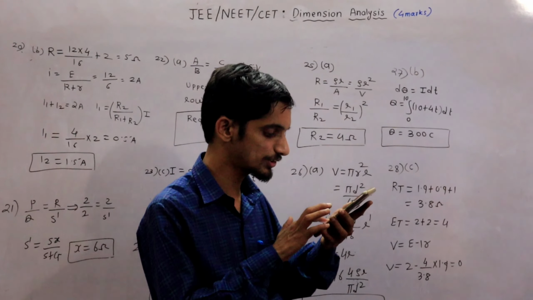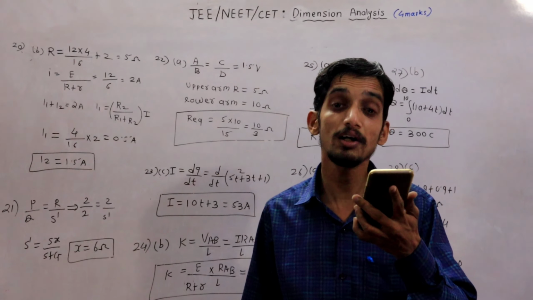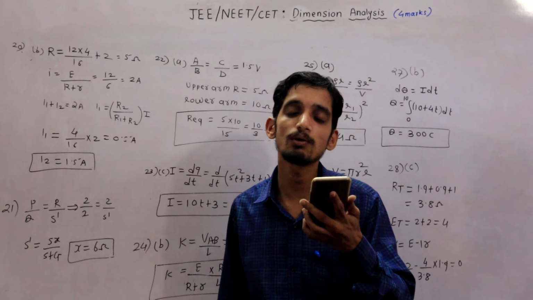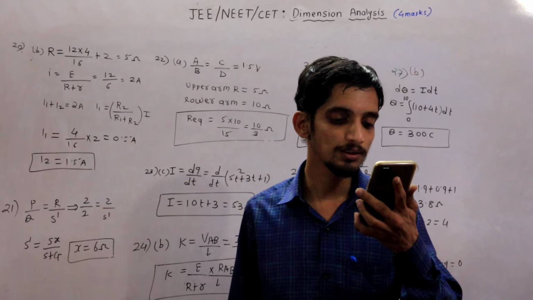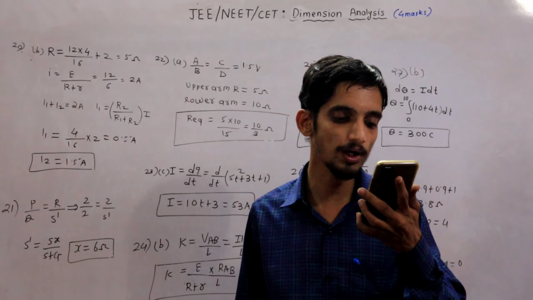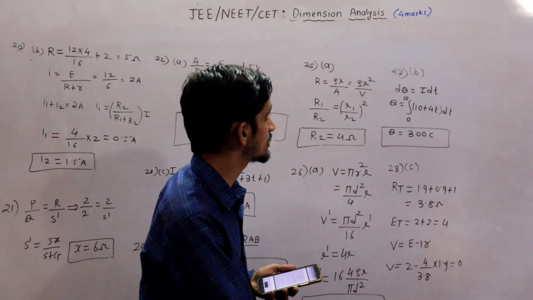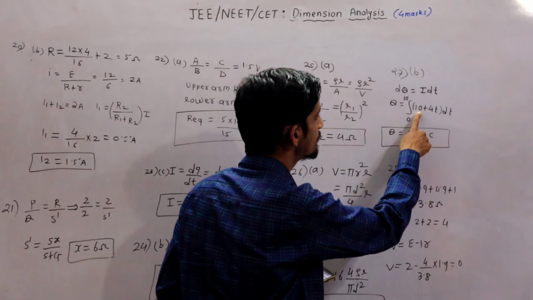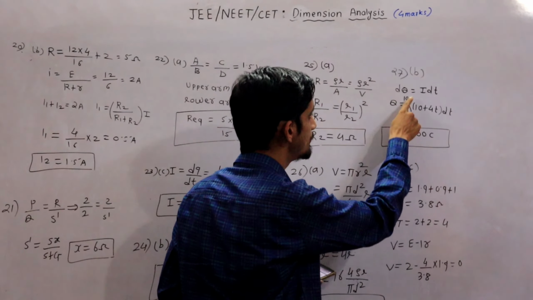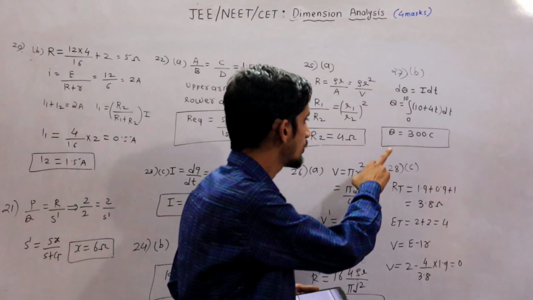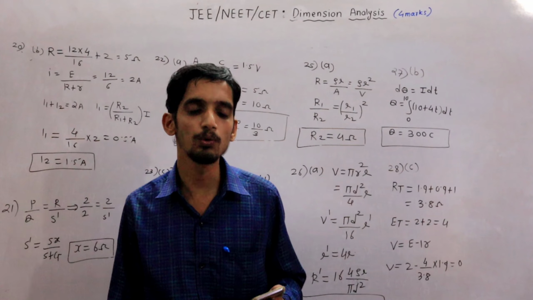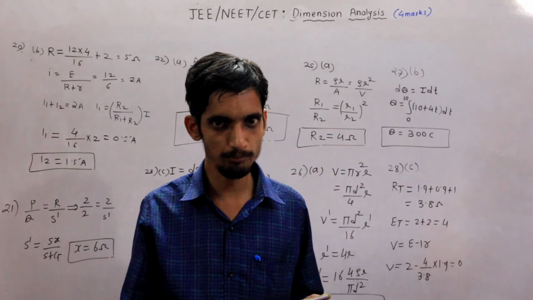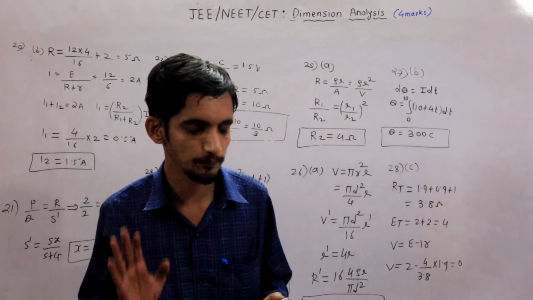Again, question 27 is based on charge. A current flowing through a wire depends on time as I is equal to 10 plus 4t. Find the charge crossing through the section of the wire in 10 seconds. Now listen, dq is equal to I into dt. So q is equal to the integration of I, which means (10 plus 4t) dt, with limits 0 to 10. If you solve this, you are getting q is 300 coulomb. So option B, 300 coulomb, is the correct answer for this question. Simply, I is equal to dq by dt.